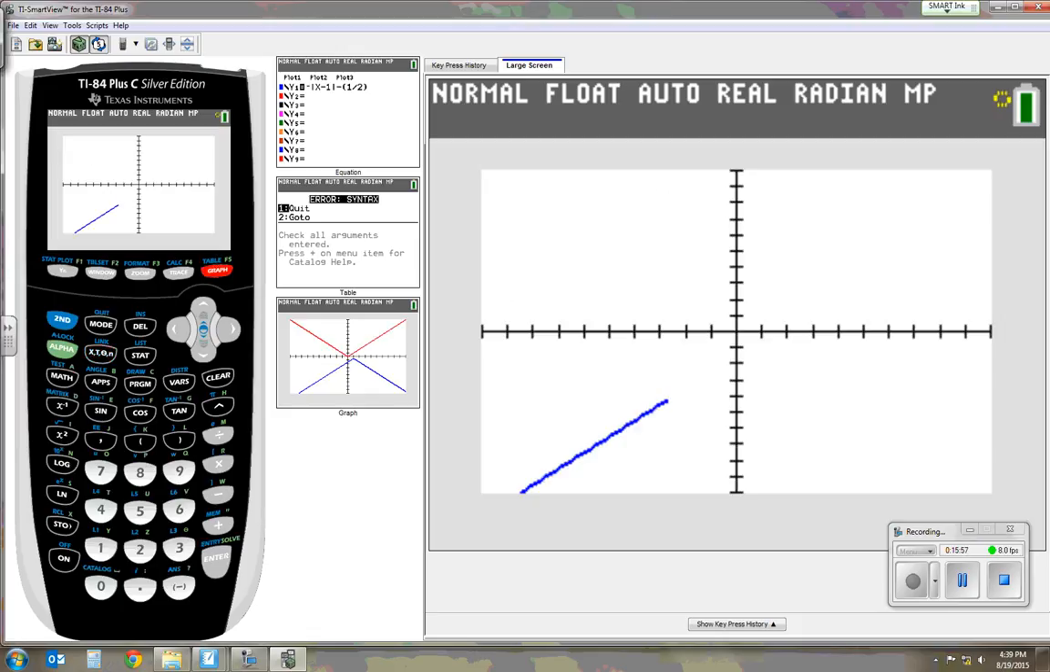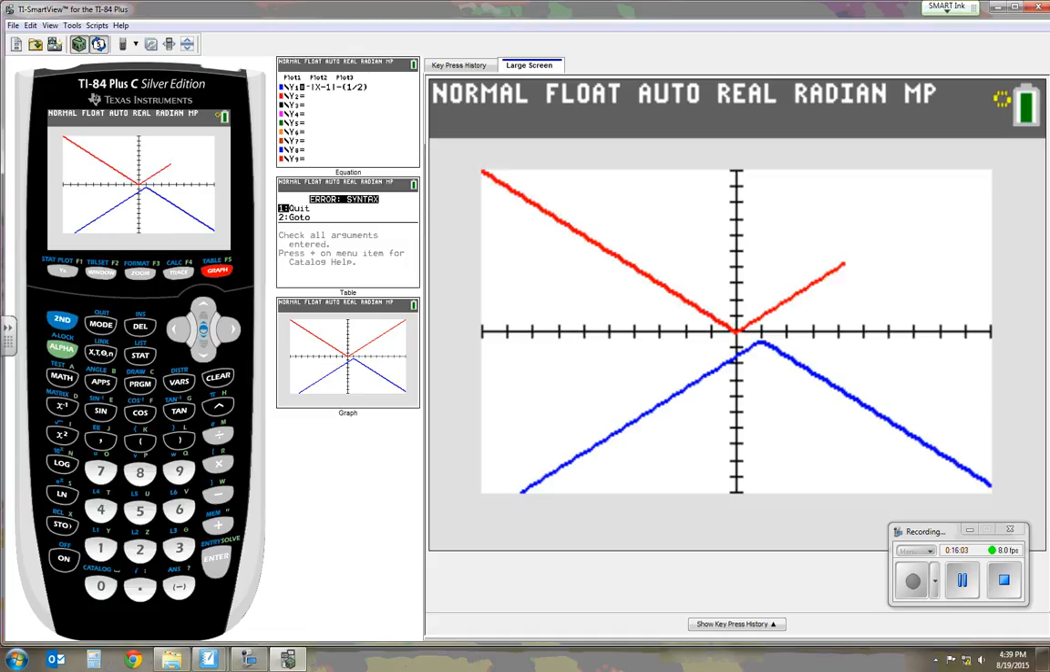Okay? And the red one is the parent function, and the blue one is your new transformed function. And all of these things happened that we listed. It reflected over the x-axis, it moved to the right by 1 unit, and it moved down by 1/2 a unit. So we can use our graphing calculator to determine our transformations and check our answers.